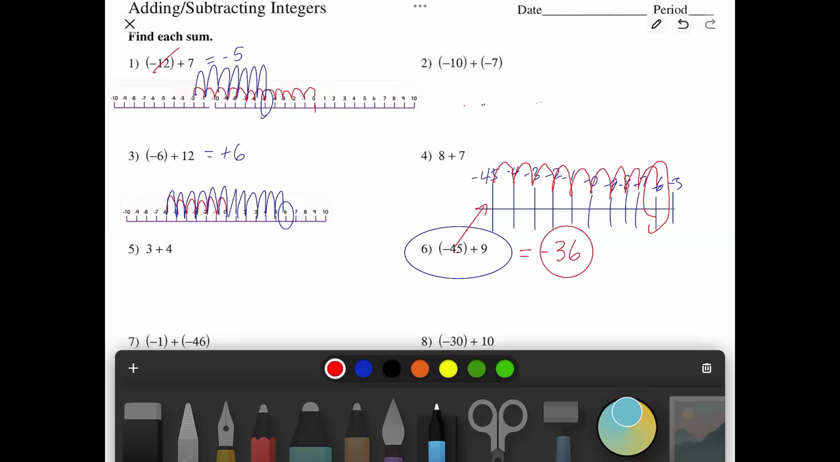That's your answer. So even if you don't have a number line that goes that far, like this one only goes up to a negative 10, you can still use a number line. You just have to be a little bit more creative.